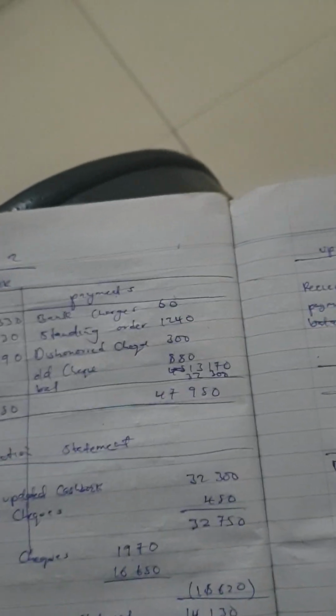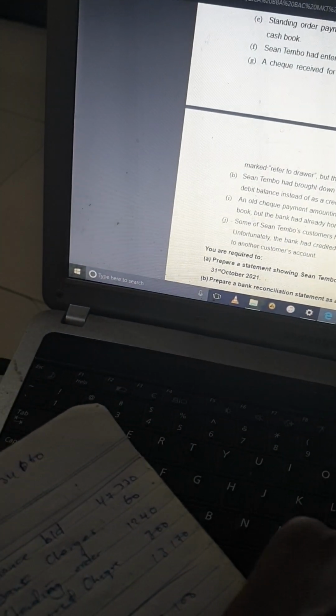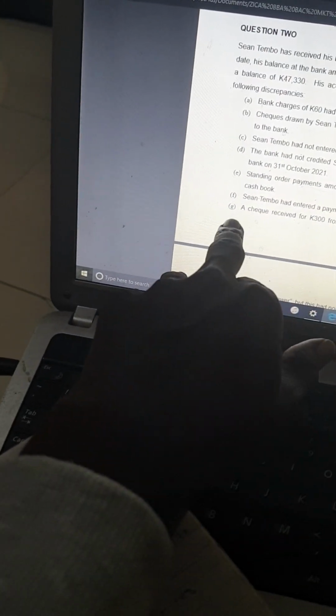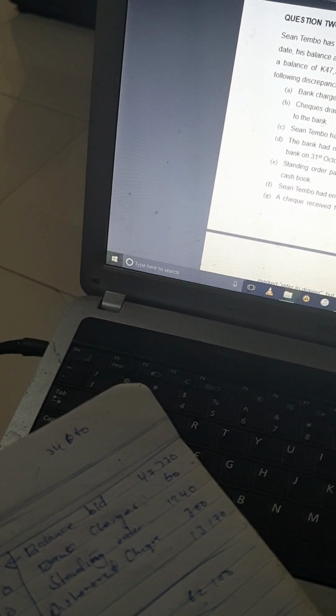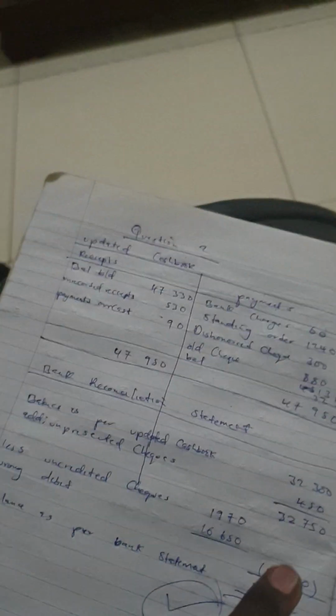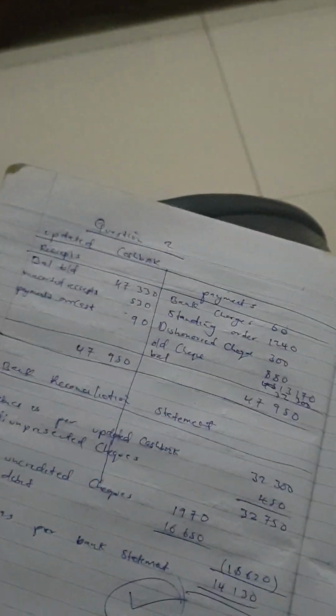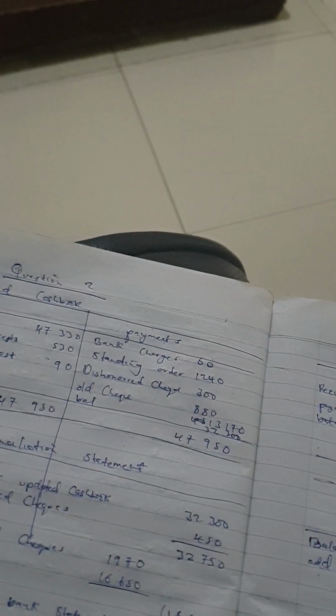Then less uncredited checks. Uncredited checks, we had this statement D: the bank had not credited Sin Tembo with receipts of 1970 paid into the bank. It was not credited, so that is the 1970. And also this wrong debit, the money that was debited into the wrong person, direct debit, so that's a wrong debit. We've also added it to uncredited checks. We are finding this total. Then this minus this, we are arriving at the balance in the bank statement, the balance that is at the bank statement. So in this case the table is correct.